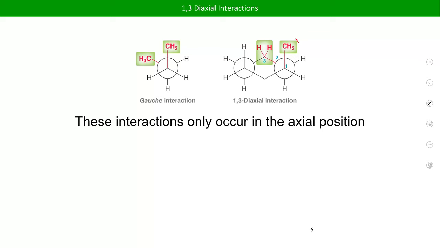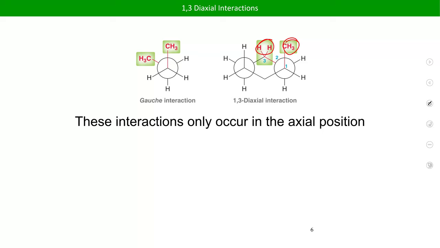And so you wind up with this bumping, and that causes unfavorable interactions. So that's the more specific reason why axial has more steric interference and why it's less stable: these 1,3 diaxial interactions, which is basically just a gauche interaction, except that instead of just a methyl over here, you have the rest of the cyclohexane molecule.